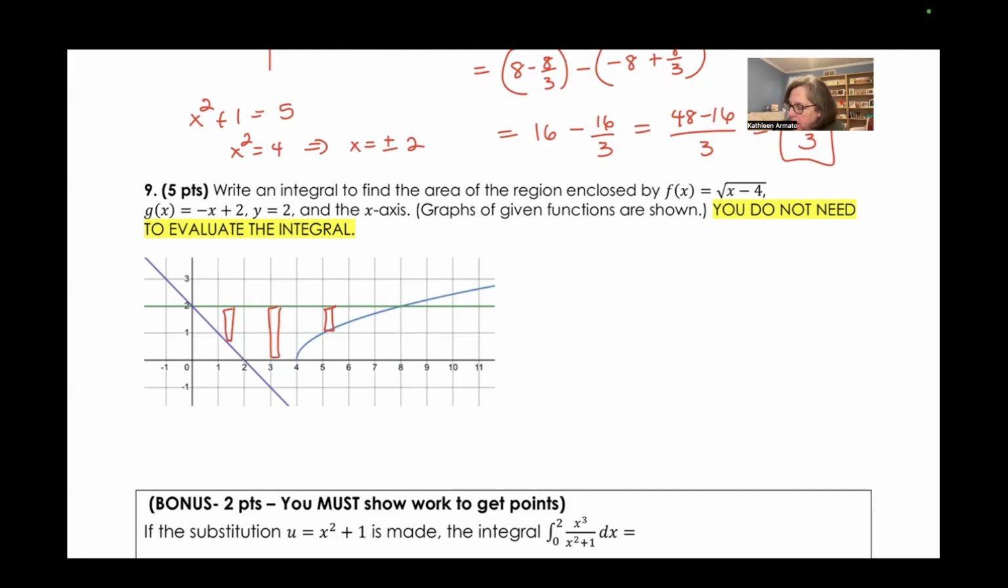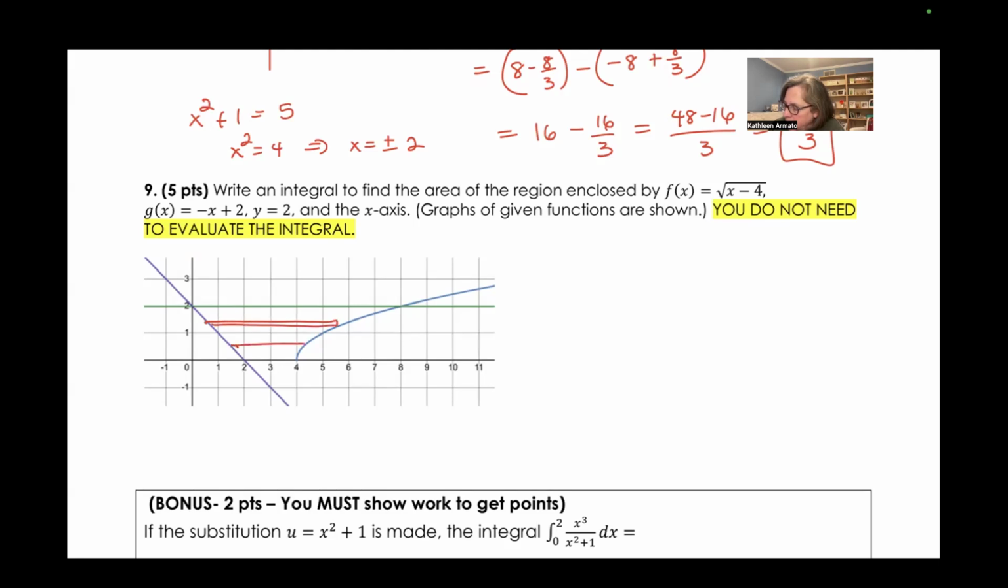We want to do one integral. Okay, some of you did break it up. And since I hadn't specifically said that you had to do only one integral, I did give you credit for it. But on the next test, it's going to say, hey, you can only do one integral. So I'm going to force you to integrate with respect to y.